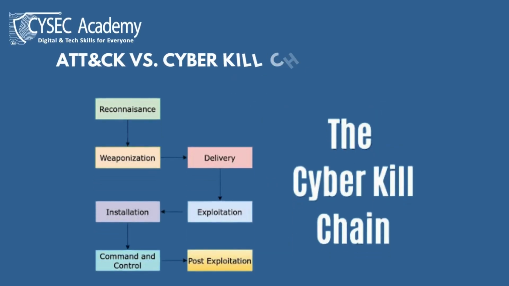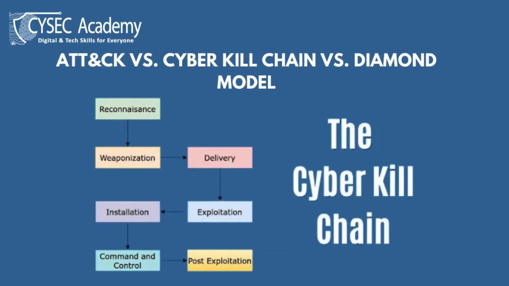1. Cyber kill chain. This focuses on the stages of an attack, moving step by step from delivery to exploitation and beyond. It's great for seeing where an incident sits in the overall attack flow. The steps of the cyber kill chain include reconnaissance, weaponization, delivery, exploitation, installation, command and control, and post-exploitation.